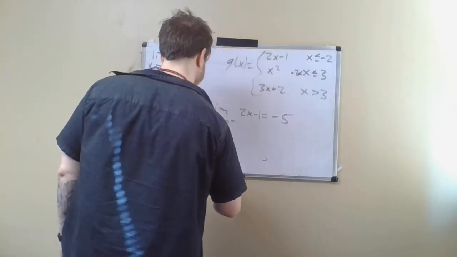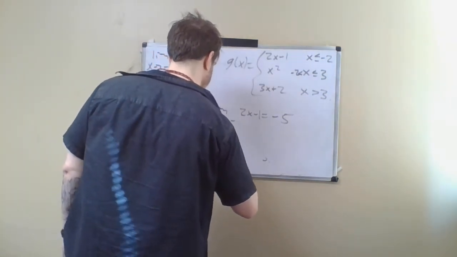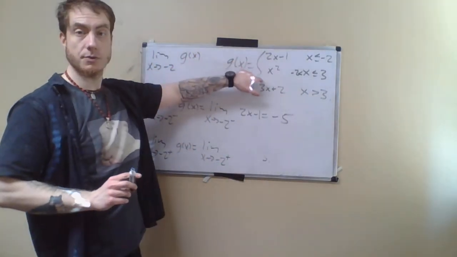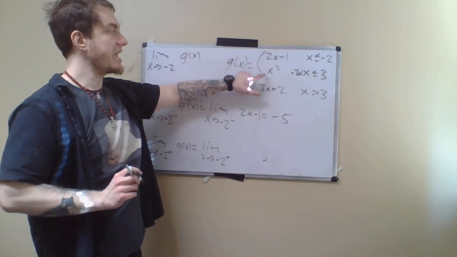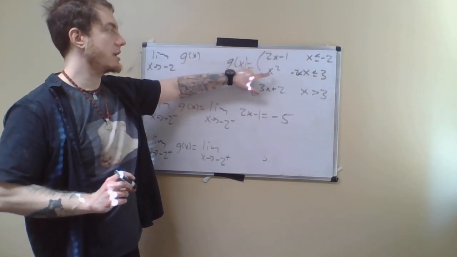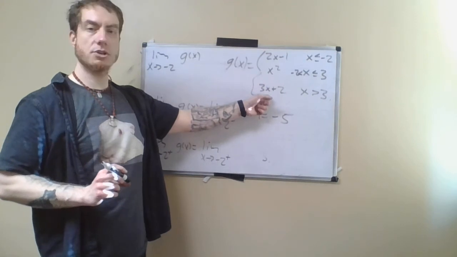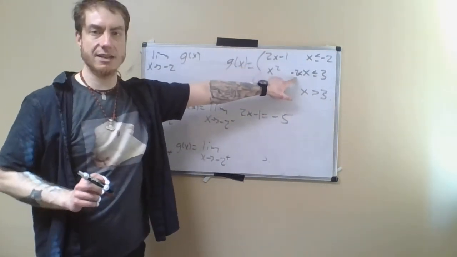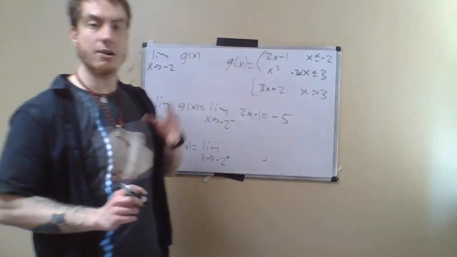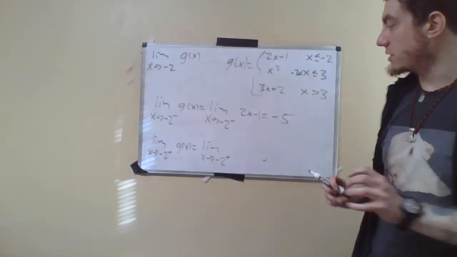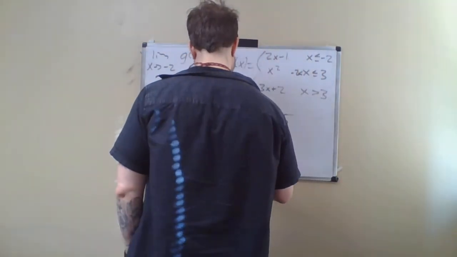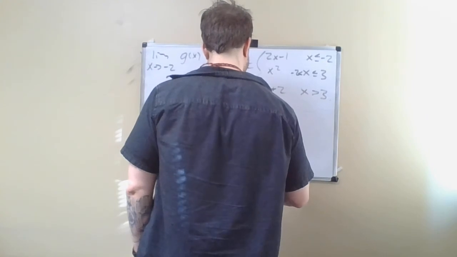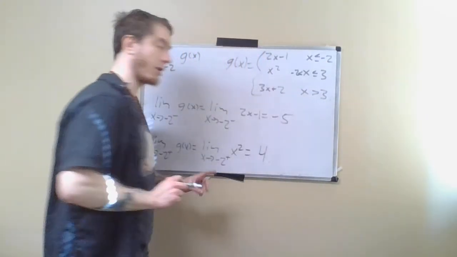Now we need to be a little bit careful here. So take a minute to yourselves and think about which one of these do you think we should use? Well, the answer is I want to use the x squared. Eventually, we turn to the 3x plus 2 definition. But the immediate thing to the right-hand side of negative 2 is x squared. So that is the one that I want to focus on here. So I'm going to do the limit as x approaches negative 2 from the right of x squared. That's going to be negative 2 squared, which is 4.